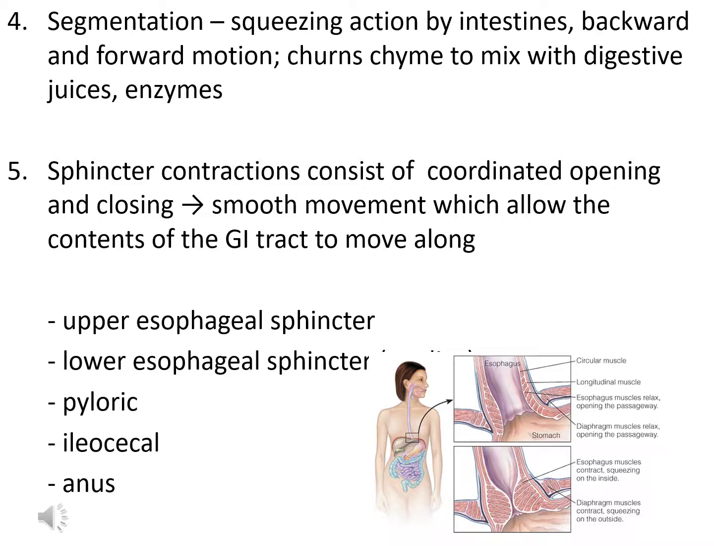Once the bolus enters into the stomach, where it will become chyme, before that chyme can move on to the small intestine, it has to go through the pyloric sphincter. Then from the pyloric sphincter, we need to go through the ileocecal sphincter, which is between the small intestine and the large intestine. And then the last sphincter is the anus, which holds on to the waste product until it is eliminated.